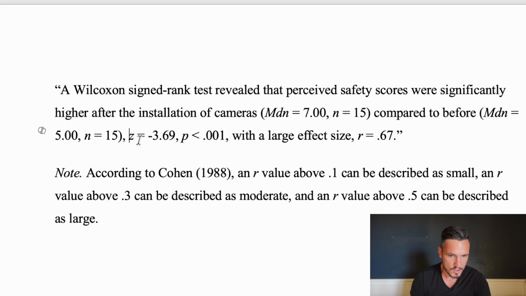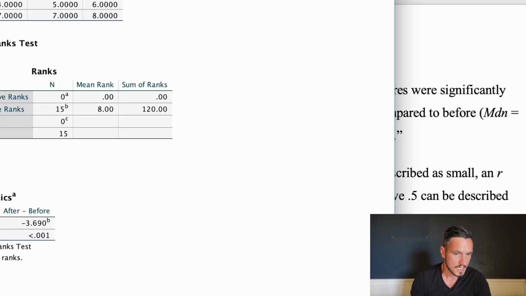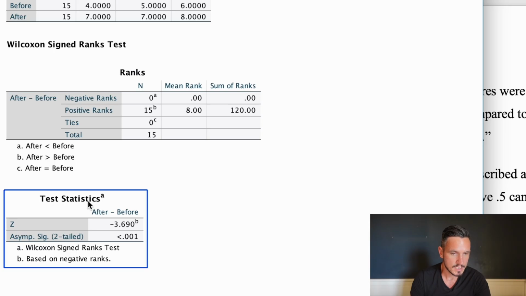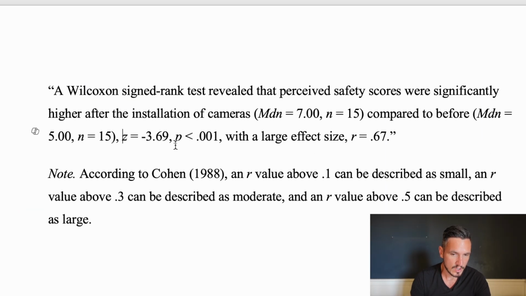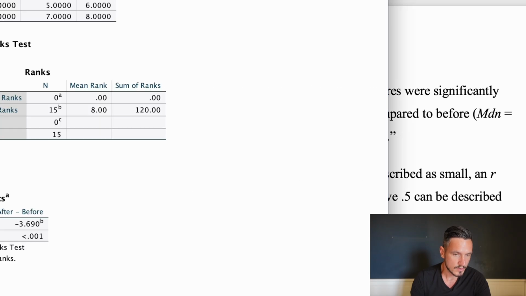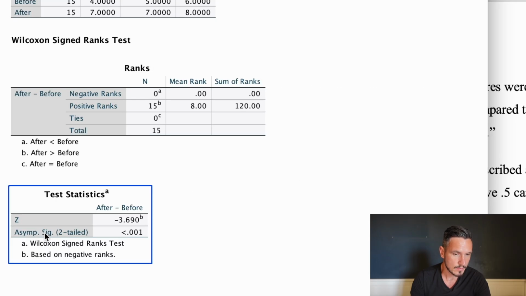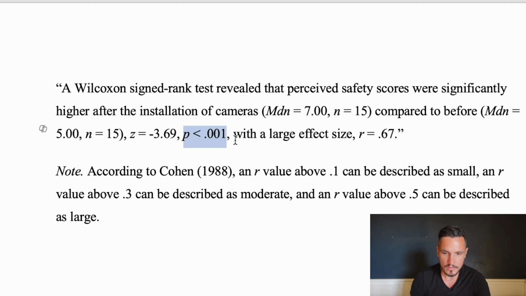So I've said that we had a z value of negative 3.69, and that's coming from this test statistics table and this Z row. I've just reported this number to 2 decimal places. And as we saw before, we have a p-value of less than 0.001, and that's coming from this Asymp. Sig. (2-tailed) row in the test statistics table. And finally, we have this r value of 0.67.